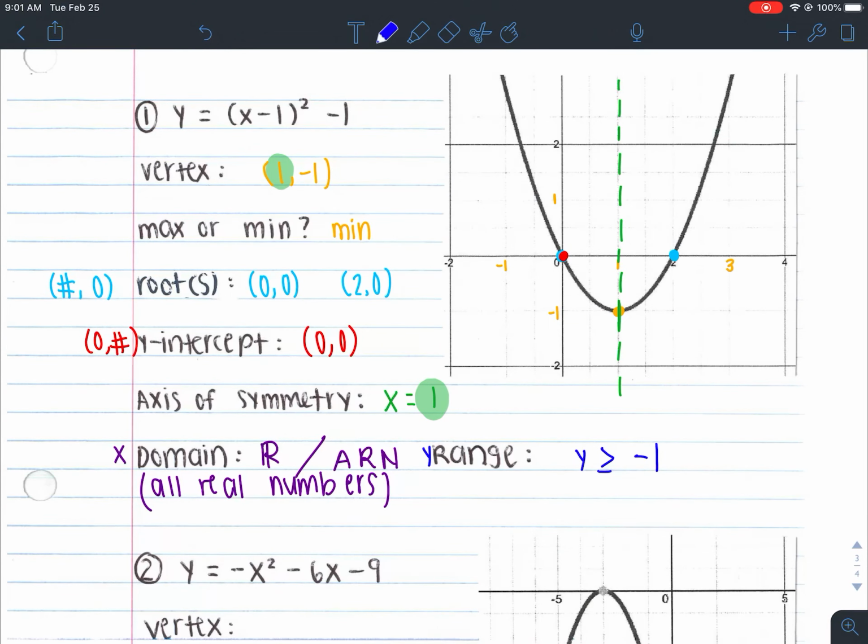And here's the trick with this. All you have to remember is that it's either greater than or equal to or less than or equal to. And how you tell that apart is whether it opens up or it opens down. Because it opens up, it's going to be greater than or equal to.